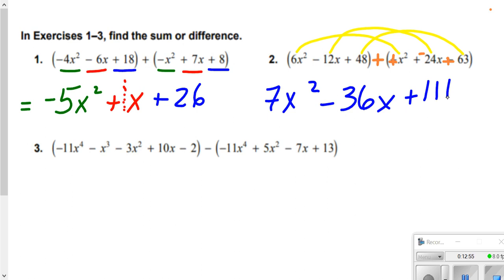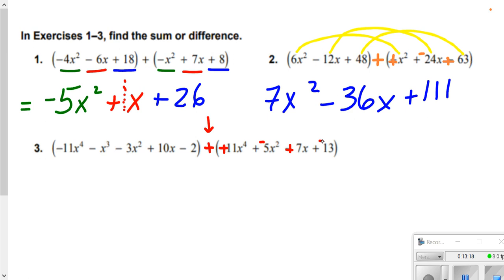Okay, now question 3 is longer, but it is not more difficult. It is merely longer. So we're going to take the subtraction sign in the middle. We're going to make that adding, and then we're going to take every sign that follows that subtraction and make it opposite. So this would be adding, this would be negative, this would be positive, this would be negative.